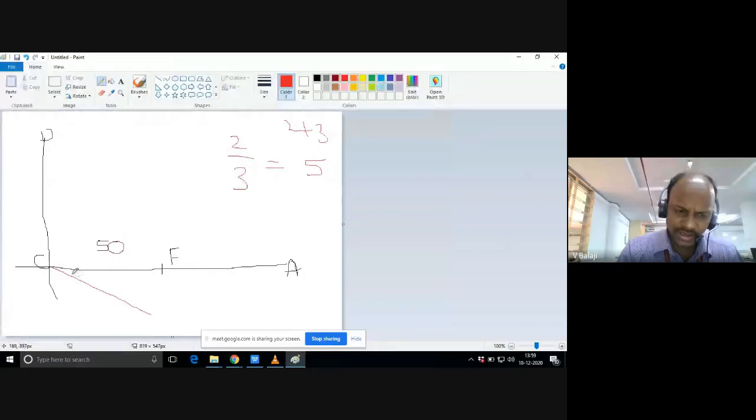You can set any radius with your compass. Starting from C as center, you draw one arc. And from here, you draw one more arc. Like that, you have to draw how many arcs? 5 arcs. Then the last arc, what you have to do? Join to the other end of the line.